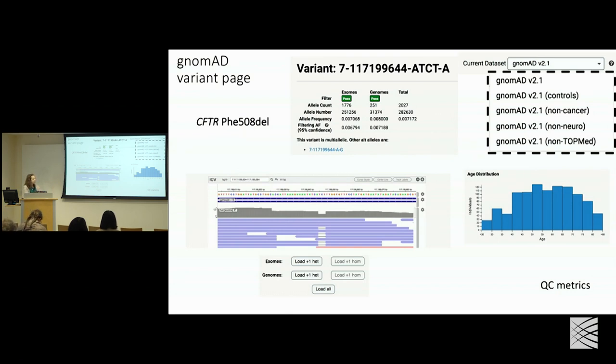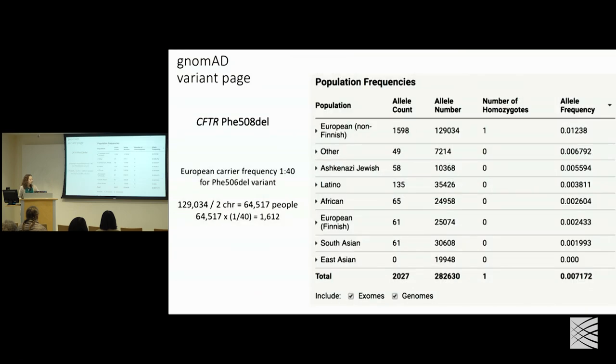We have age histograms, so you can see the age of people who have the variant. These are all rounded ages. And then we have the IGV web view, IGV browser, so you can look and see the actual raw read support for the variants to see if you think the variant is real, if there are any issues there. So this is really the heart of the page, the allele frequencies broken down by different ancestry groups.